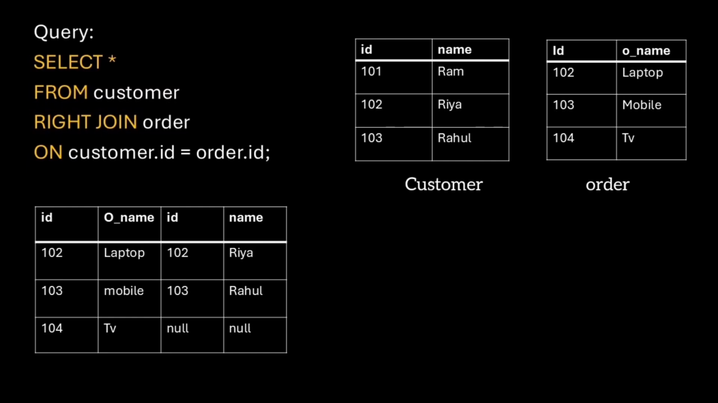Now it will find the common values between these two tables. Let's check. Is ID 102 present in the customer table? Yes. So it will return the details for ID 102. Coming to ID 103, is ID 103 present? Yes. So it will return the details for ID 103. Is ID 104 present? No. So it will return null for the columns from the customer table. This way, the right join ensures that all records from the right table are included with nulls for any unmatched records in the left table.